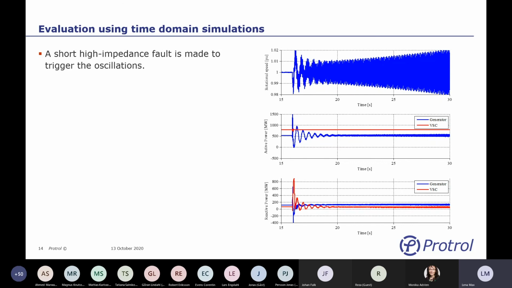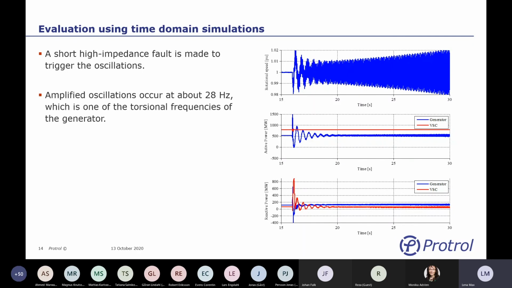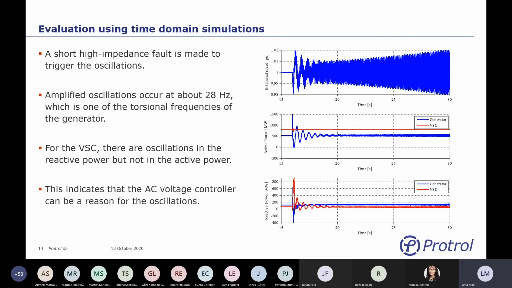You can see that the large initial transients in active and reactive power are damped quite well. But then we have oscillations at about 28 Hertz that are amplified. We can see that it also includes the rotational speed of the generator. And looking at the active and reactive power for the voltage source converter, you can see that there are oscillations in the reactive power, but not in the active power. So thereby it's assumed that it's the reactive power controller, in this case an AC voltage controller, that is the reason for these oscillations.